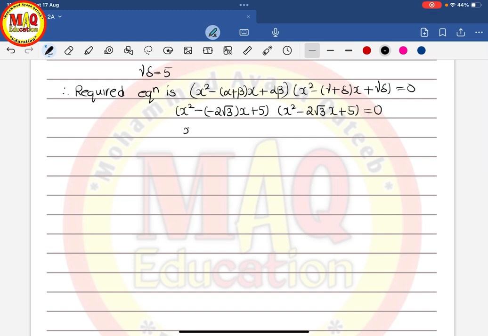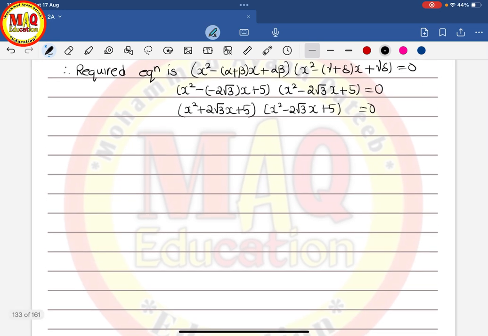X square minus (gamma plus delta is 2 root 3) into x plus gamma delta is 5, equal to 0. Here what you'll get: x square plus 2 root 3 x plus 5 into x square minus 2 root 3 x plus 5 equal to 0. Now multiply each term. What we'll get here: taking x square plus 5 aside, plus 2 root 3 x, into x square plus 5 aside, minus 2 root 3 x.